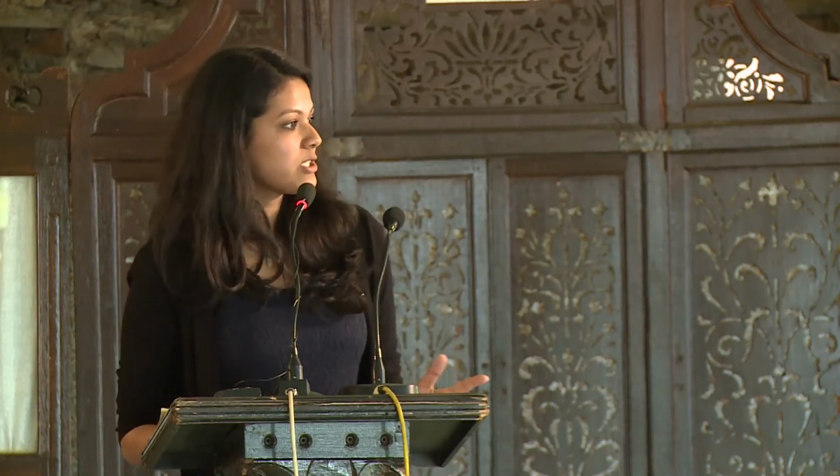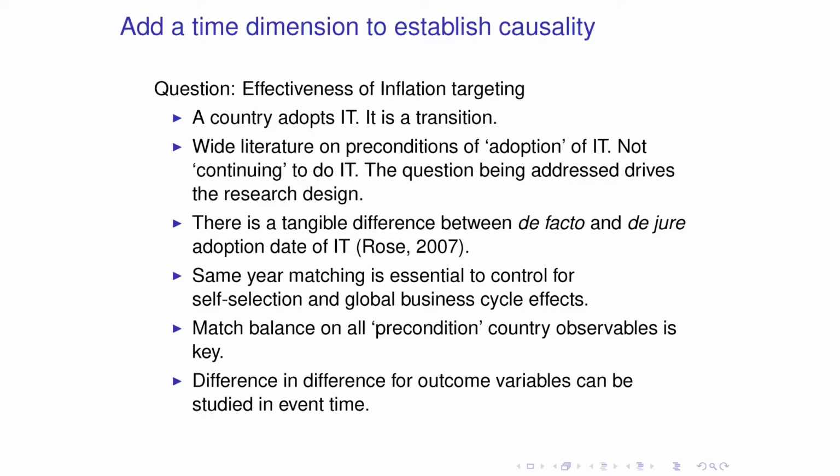The last comment is that after doing good matching, establishing match balance, you can look at the difference in difference for outcome variables in event time. And that can really establish causality. So this is, you match on some precondition variables and you look at the results going forward.